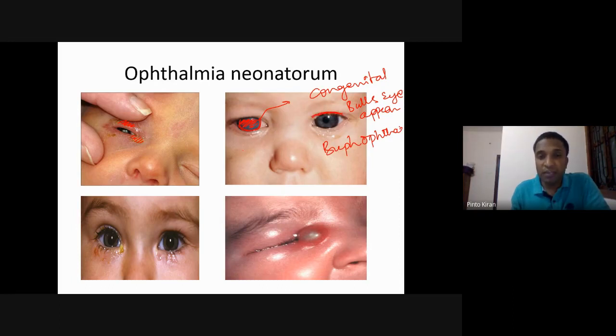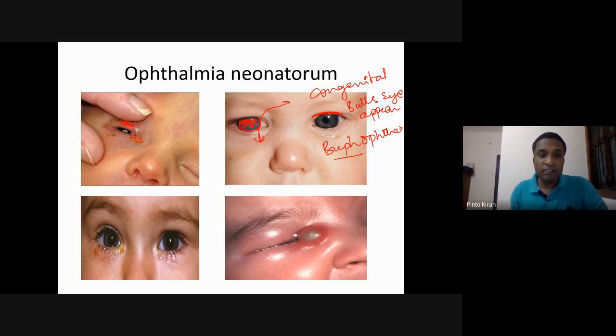What are the symptoms? The patient will have photophobia because stretching of the nerves will cause photophobia. Then the patient will have lacrimation, excessive watering, and buphthalmos. These are all the symptoms, and there won't be much redness. You will have a redness, but it will be very, very minimal in comparison to any conjunctival infection.